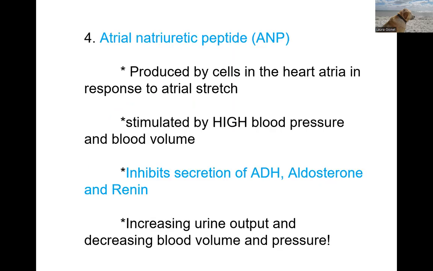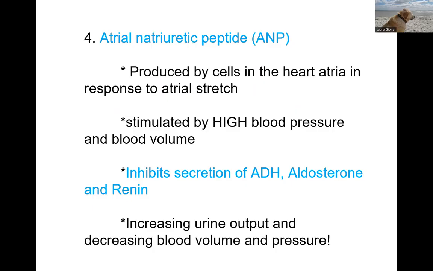Okay, atrial natriuretic peptide in blue, produced by cells in the atria of the heart in response to stretch, because now it's saying, wow, we're really stretching more than we should. We must have a higher volume and pressure in here than we really need. It's stimulated by high blood pressure and blood volume. It inhibits secretion of antidiuretic hormone, aldosterone, and renin, the previous three.